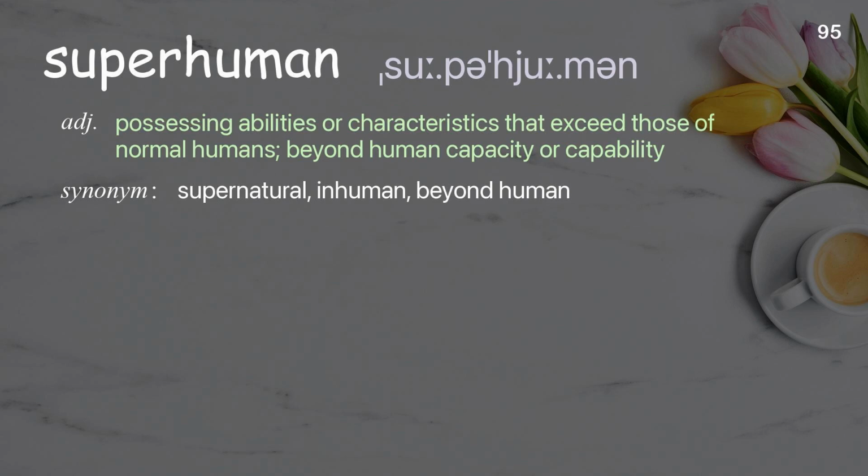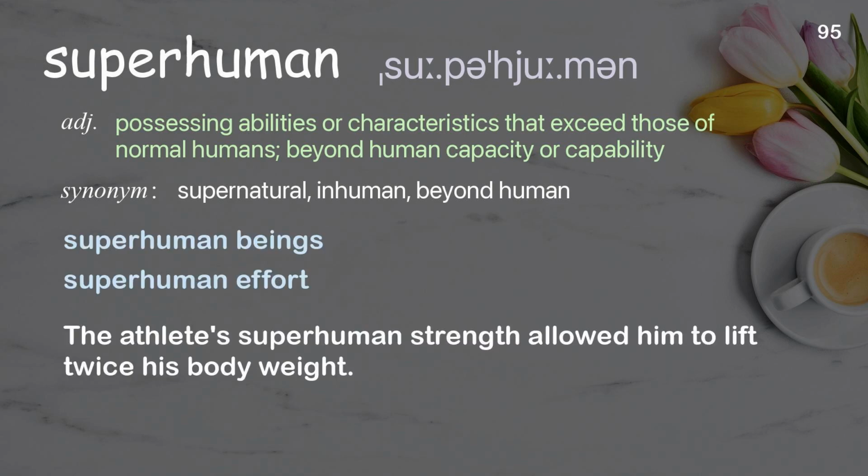Superhuman. Possessing abilities or characteristics that exceed those of normal humans, beyond human capacity or capability. Examples: Superhuman beings. Superhuman effort. The athlete's superhuman strength allowed him to lift twice his body weight.